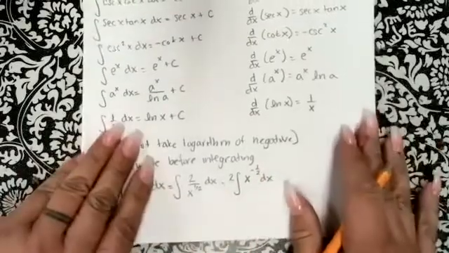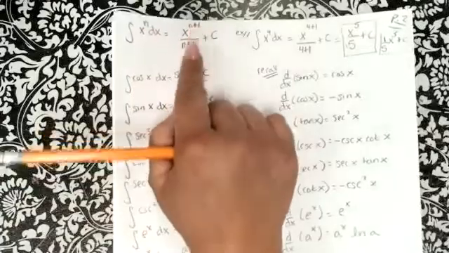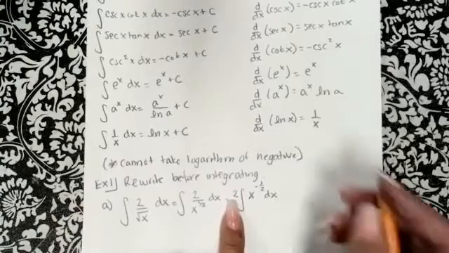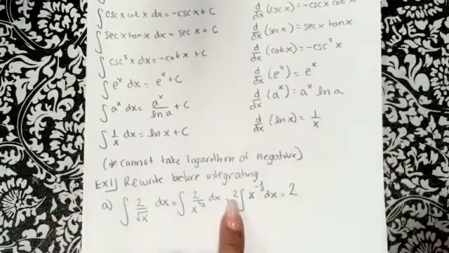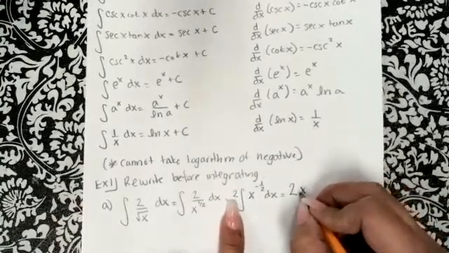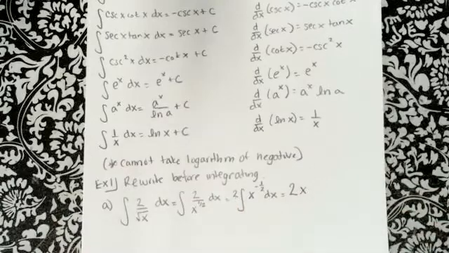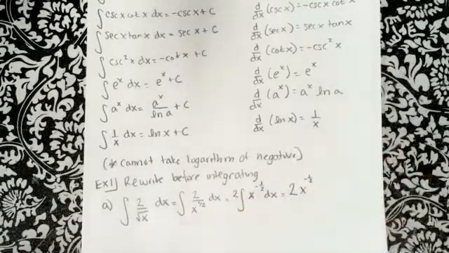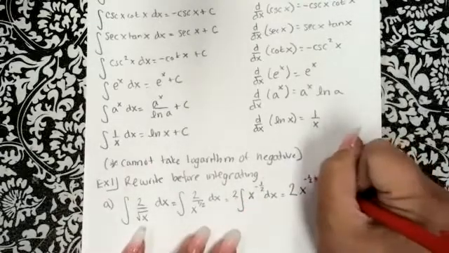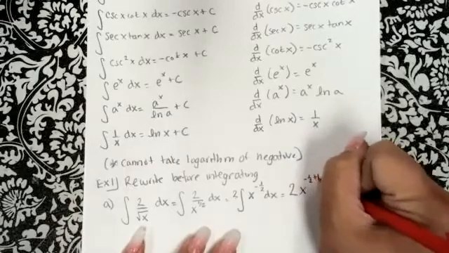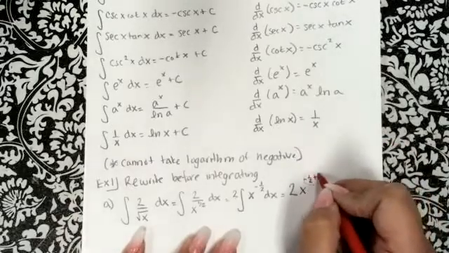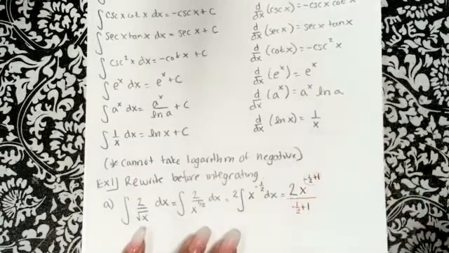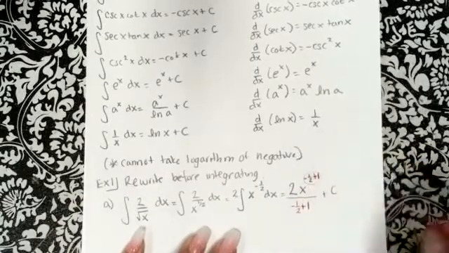So once again, I'm going to use this rule right here where I'm adding by 1, and then whatever the exponent is, I'm going to divide by it. So here, I'm going to keep the 2. I'm going to have an x. Right now, I have a negative 1/2 here. So what I'm going to do is add 1 to the exponent. And whatever the exponent is, I'm going to divide by that. And then I'm going to add this plus c.